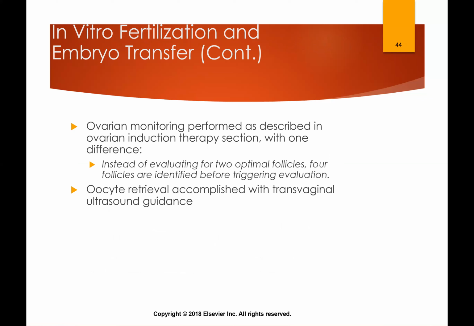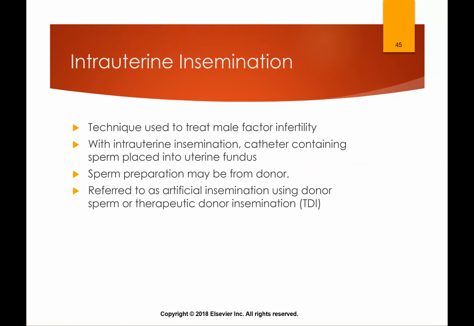So the oocyte retrieval is accomplished through transvaginal ultrasound guidance while the patient is under anesthesia. And we kind of talked about intrauterine insemination, but it's the technique used to treat male factor infertility. So if you don't have as high a sperm count, if they just aren't doing as well as they should, this just gives them a better fighting chance. So the sperm is placed into the uterine fundus. And this might also occur if you need a sperm donor. It's referred to as artificial insemination.